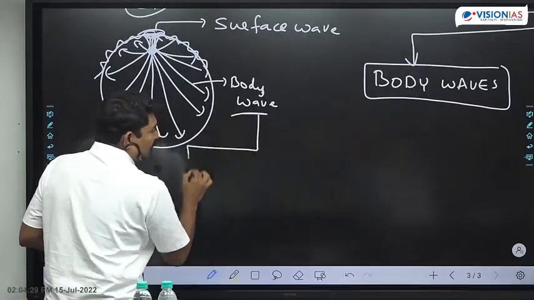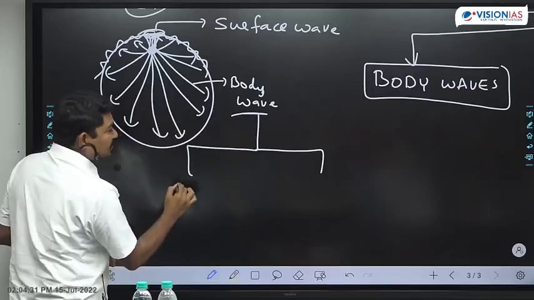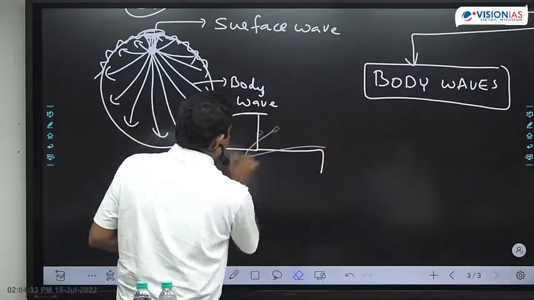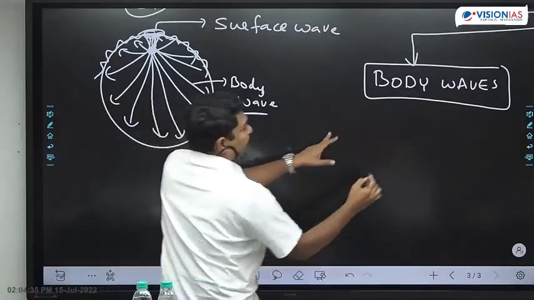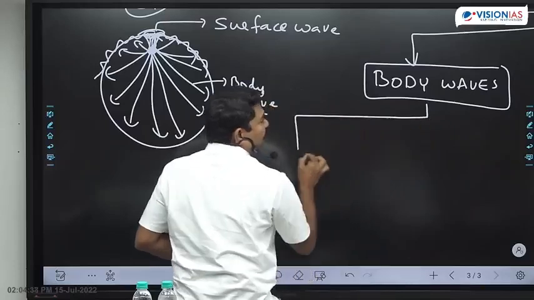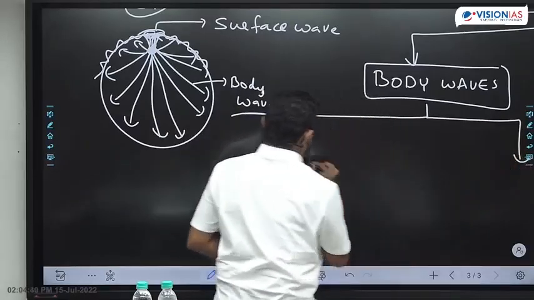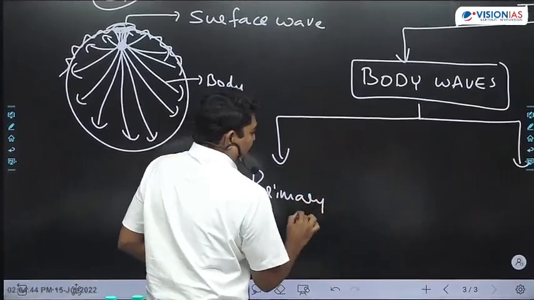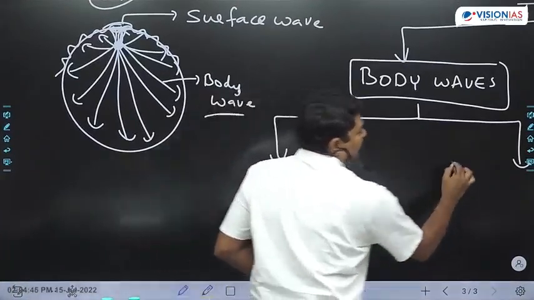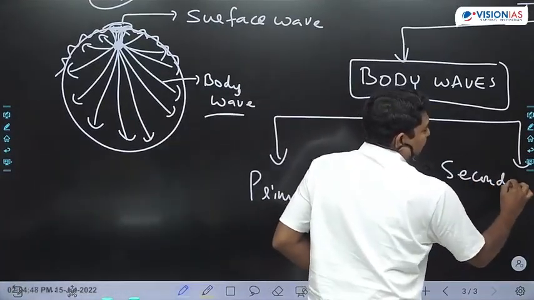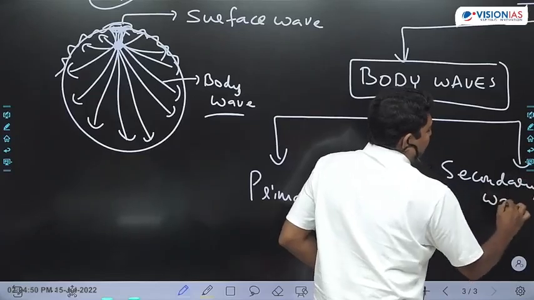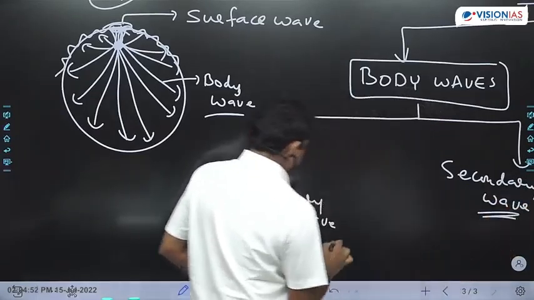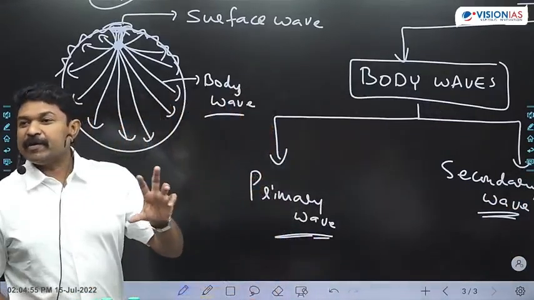The body waves are of two types. Let me write here itself, because let me continue the flow chart. One is called the primary wave, and the other one is called the secondary wave. All these things are known to you.